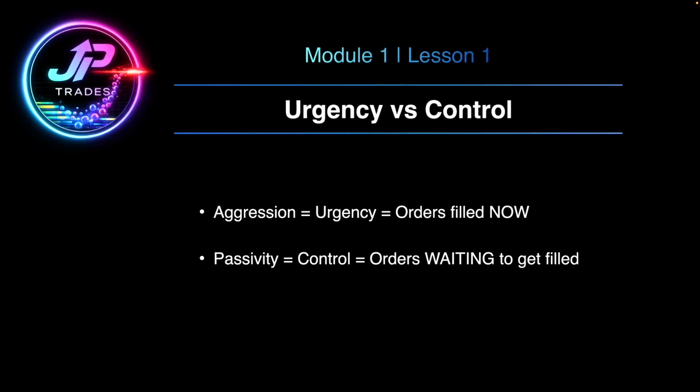Market orders do not move price by themselves. They only request movement. Whether price actually moves depends on whether there is liquidity available to absorb that aggression. Now, if aggression hits liquidity and that liquidity holds, price stalls. If aggression consumes that liquidity and nothing replaces it, price moves. That's it. There is no other mechanism.